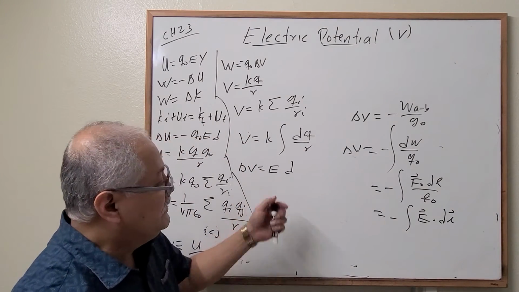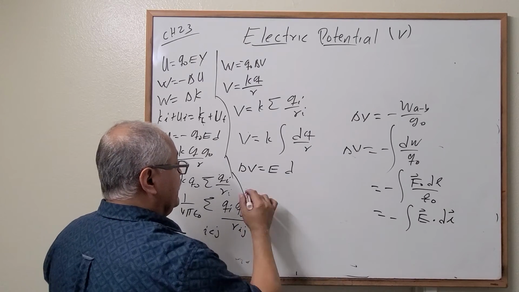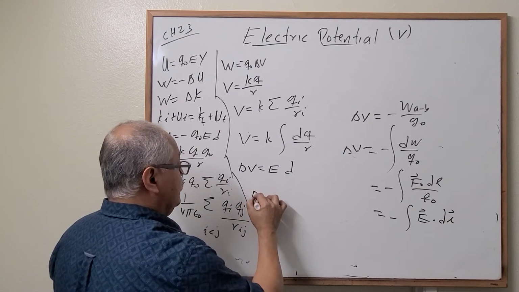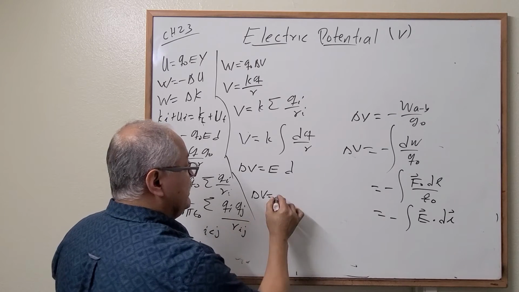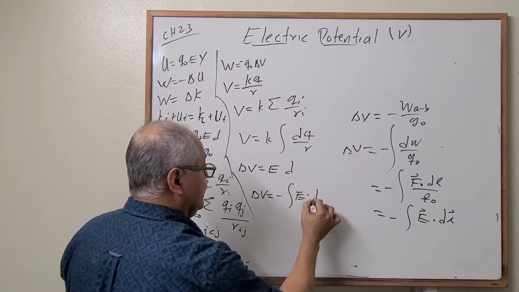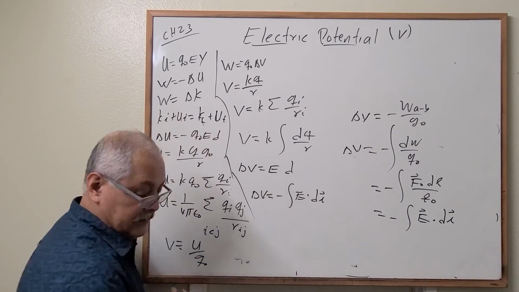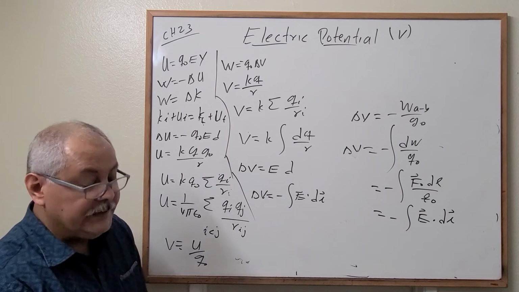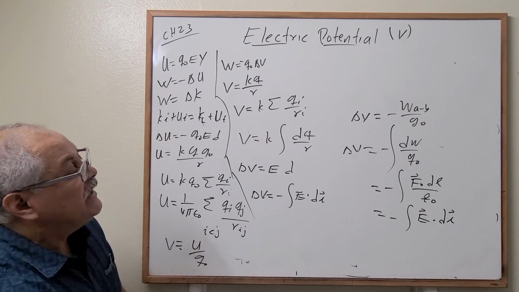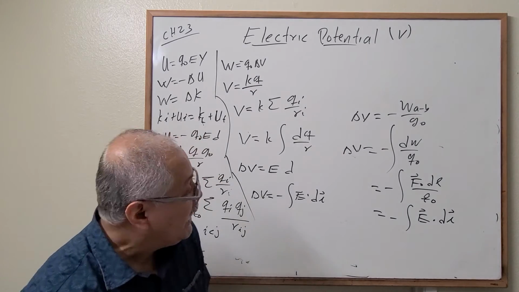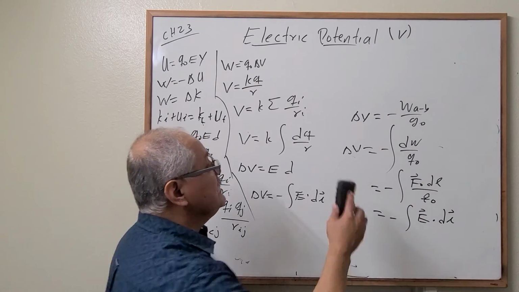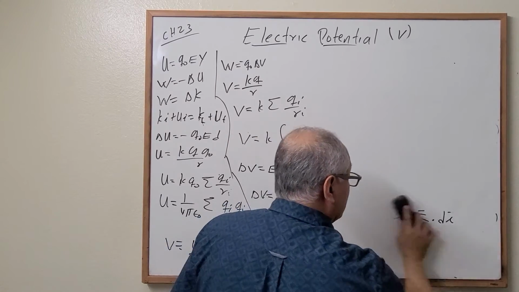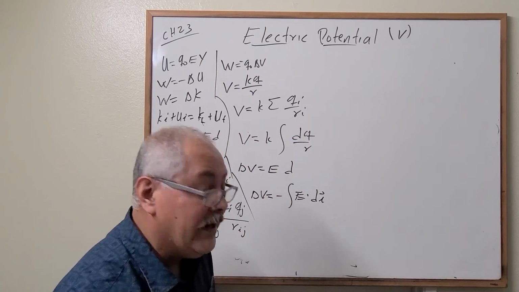Perfect. When it is constant, it's very easy. So this is equal to the integral of this dot product. This is for the potential difference. Now let's see the graph that gives us how this potential difference, the electric potential, changes.